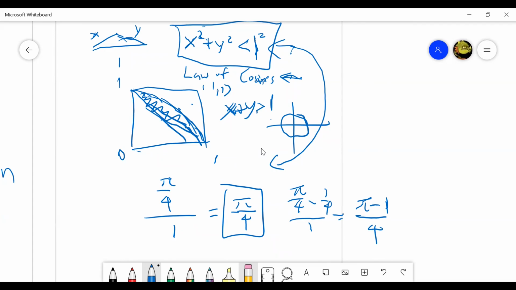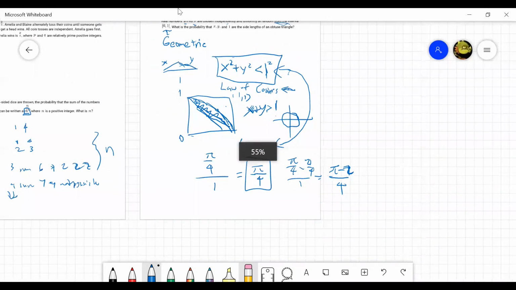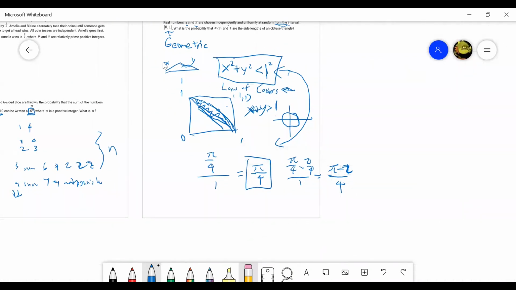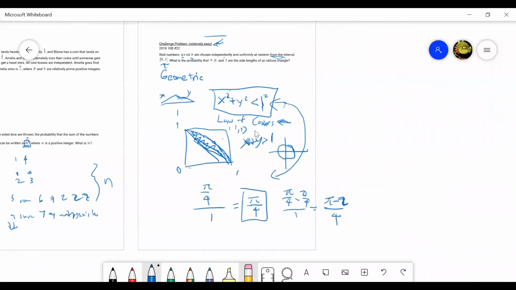That makes sense. Nope, it doesn't. It's pi minus 2 over 4. Okay. All right, so if you are staying and watching, the answer was actually pi minus 2 over 4.